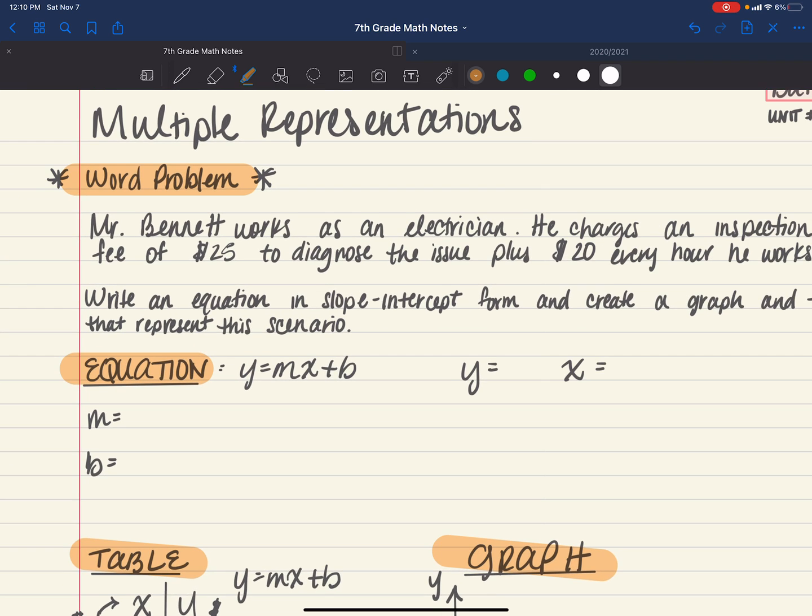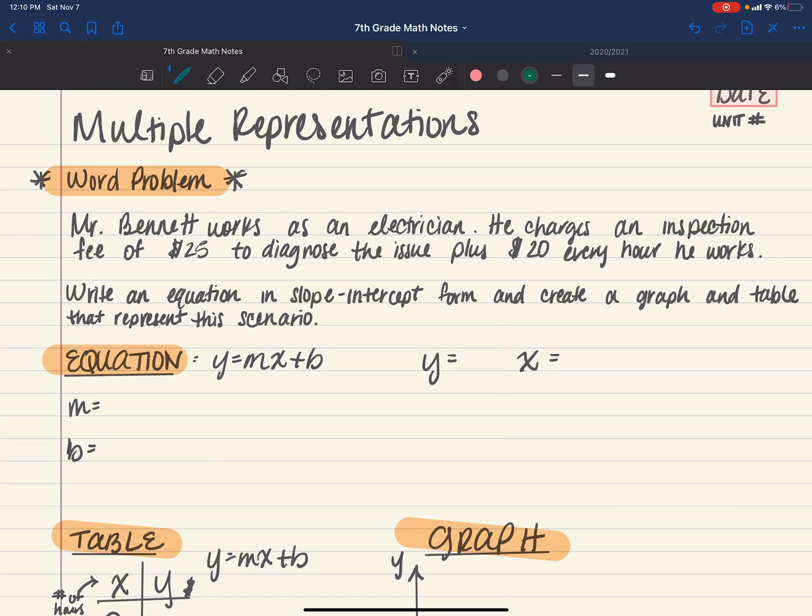Let's get started with the word problem here. Mr. Bennett works as an electrician. He charges an inspection fee of $25 to diagnose the issue plus $20 every hour he works. Write an equation in slope-intercept form and create a graph and table that represent the scenario. So we've read the problem. Let's go back and pull out some information.